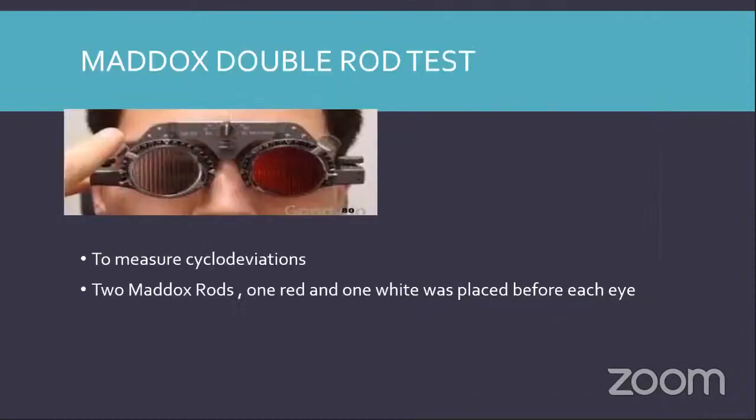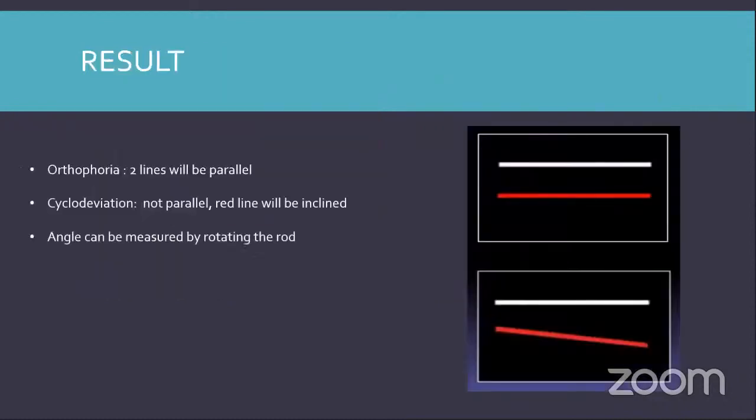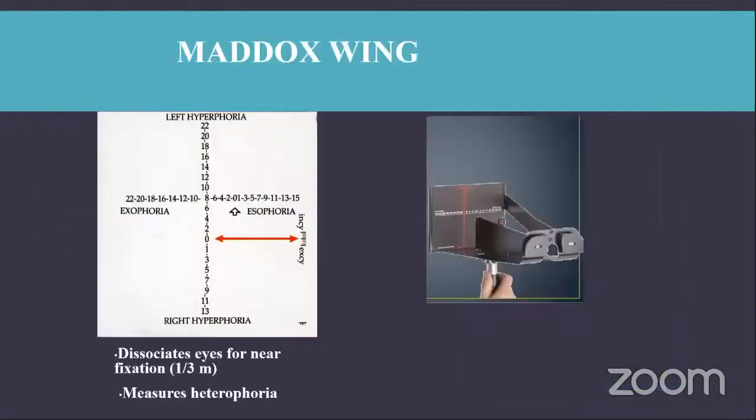Double MADDOX rod is similar to the MADDOX rod test, but here you have two MADDOX rods. One is red and one is white. And if it is normal, you get the result as two lines that will be parallel. If there is cyclodeviation, one red line will be inclined. MADDOX wing test is actually not a dissimilar image test, it's a dissimilar target test.